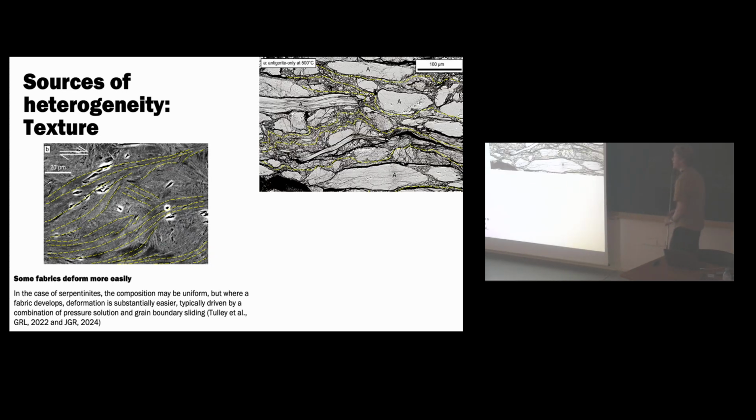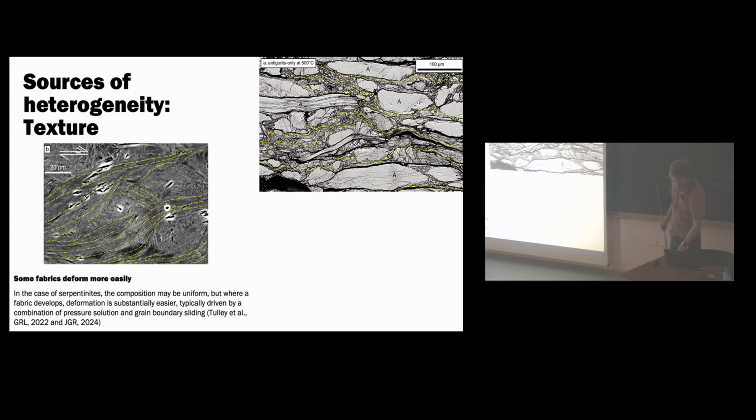We also see that in experiments. This is from Andre Niemeyer's lab. Andre's students took some antigorite and sheared it at 500 degrees. It was really strong, with a friction of about 0.6, 0.7. It was stick slipping, and it created a cataclastic mess in its microstructure.